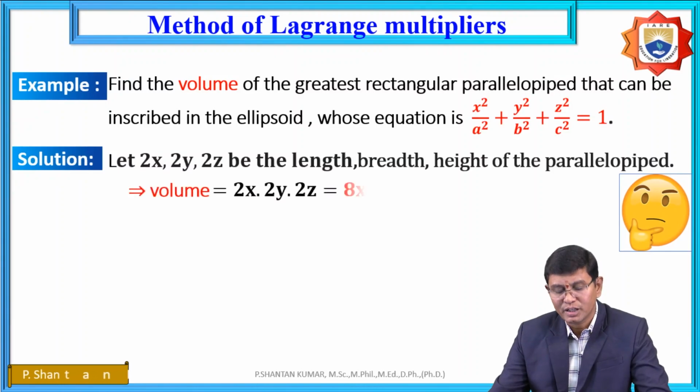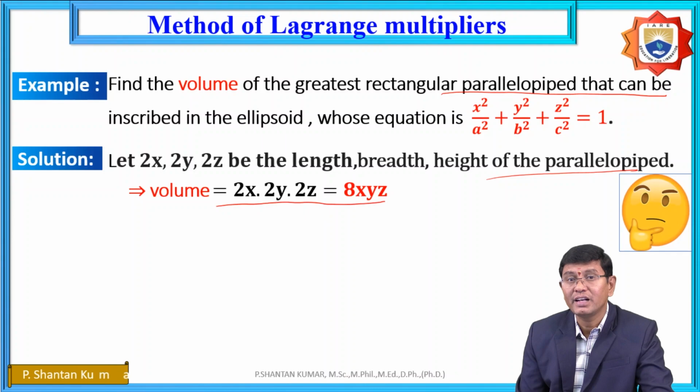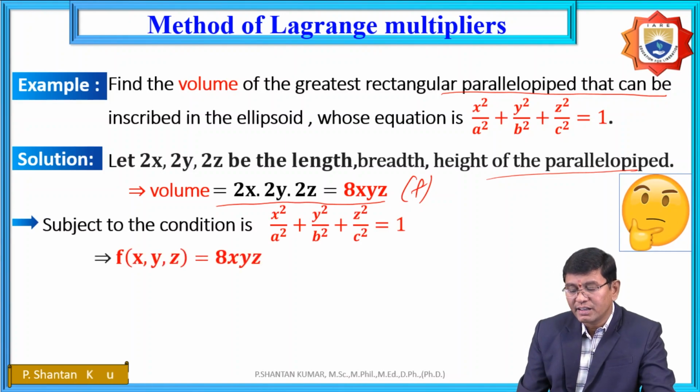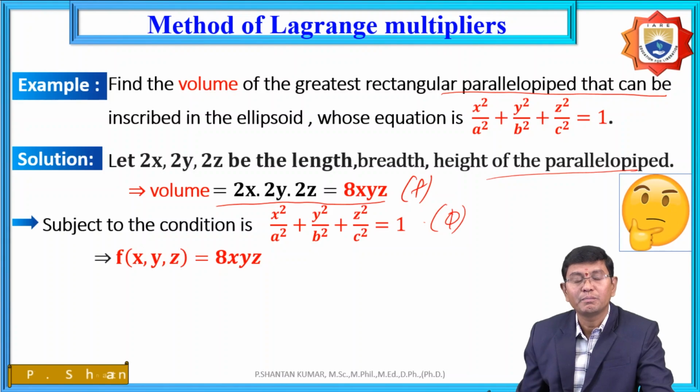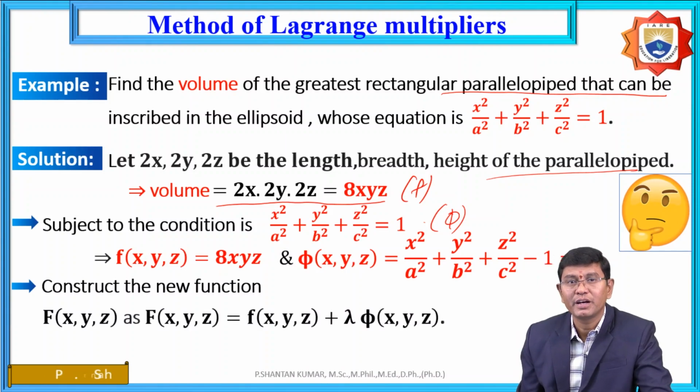Like such type, these are under the rectangular parallelepiped. The volume of the rectangular parallelepiped is nothing but 2x by 2y by 2z, that is 8xyz, which is not given any value. That means we need to assume it is a small f. And subject to the given condition, which is capital phi, with the help of this, capital F is nothing but small f plus lambda into phi.